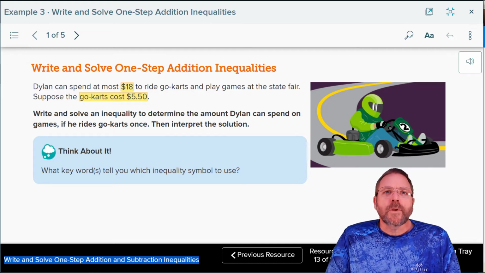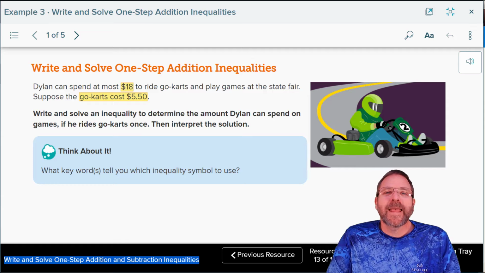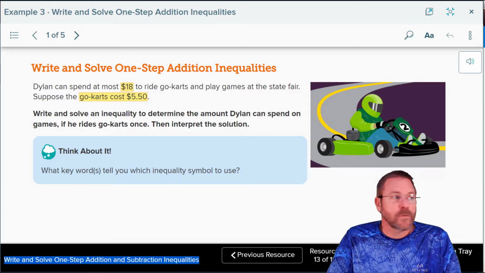For example 3, Dylan is riding go-karts, and it says he can spend at most $18 on go-karts and playing games at the state fair. Suppose the go-kart tickets cost $5.50. Write and solve an inequality to determine the amount Dylan can spend on games if he only rides the go-karts once. Then interpret your solution.